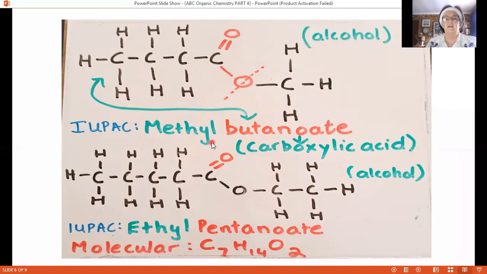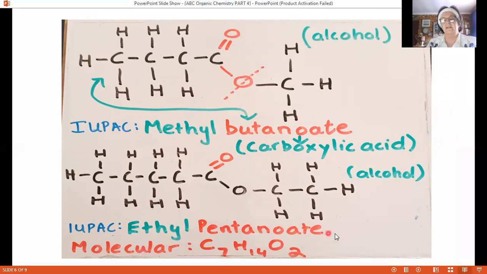So the carboxylic side has the oate in the name of the ester. So it's methyl butanoate. Again, here you can see there are 1, 2, 3, 4, 5 carbons. So without counting, you can know that there will be 10 hydrogens. So it's C5H10O2. Right, so we'll discuss that further on in this part of the section.